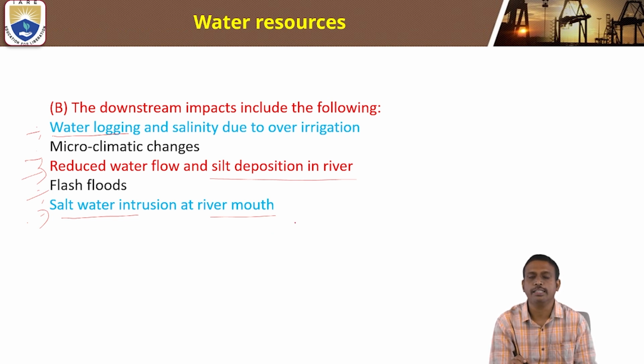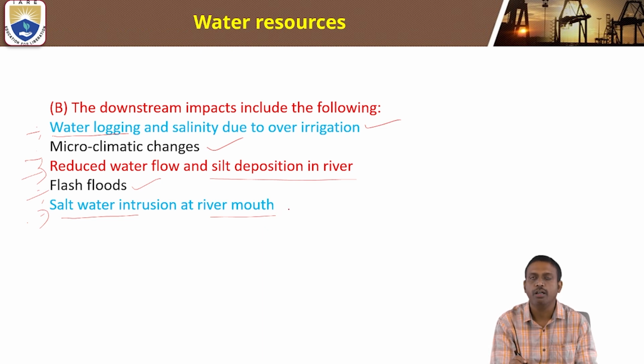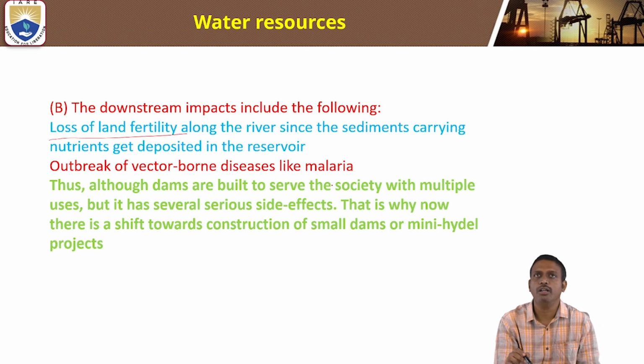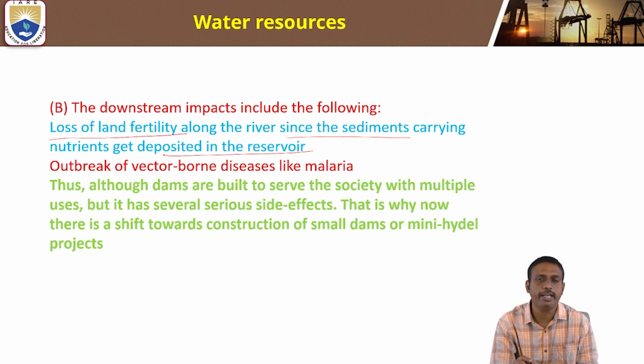One is waterlogging, increase in the salinity due to over-irrigation, microclimatic changes, reduced water flow and silt deposition in the river, flash floods, which are nothing but sudden floods. Salt water intrusion at the river mouth also comes under the downstream problems. Another is loss of land fertility along the river, since the sediments carrying nutrients get deposited in the reservoir.